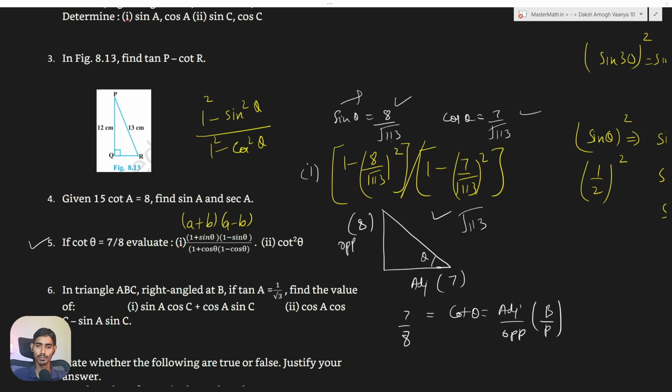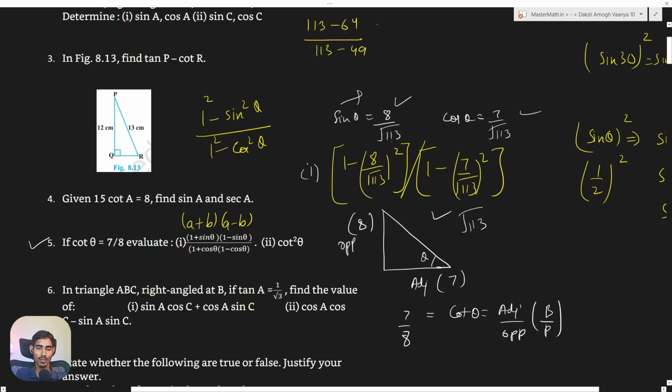Zubair, you're done? You there? Sir, I'm not sure about the answer. I'm 100% sure about the answer. You tell me what it is. Sir, I came the first one, right? Yeah. I came till 113 minus 64 by 113 minus 49. Okay, what is that? Calculate. Simple. That's the final answer.